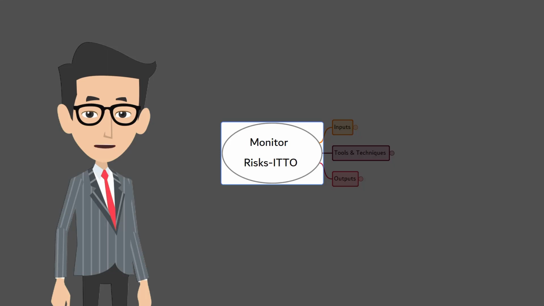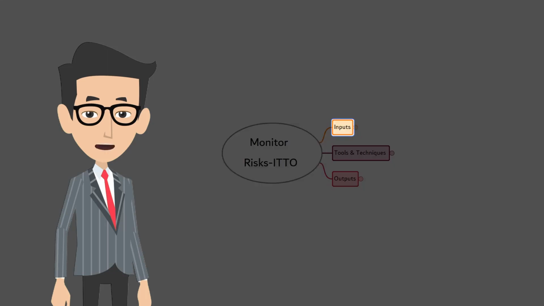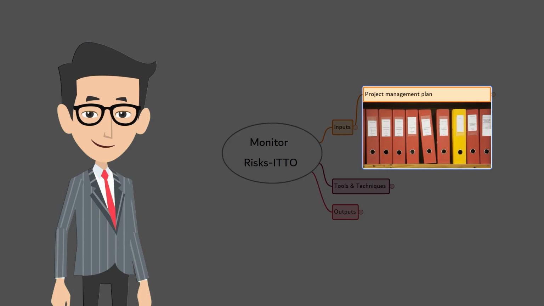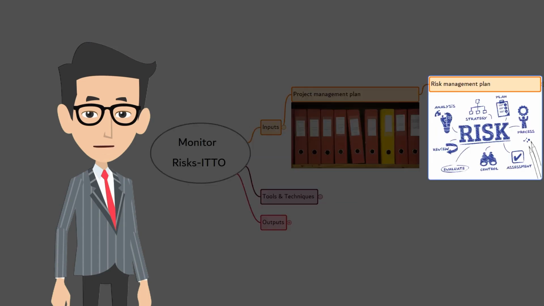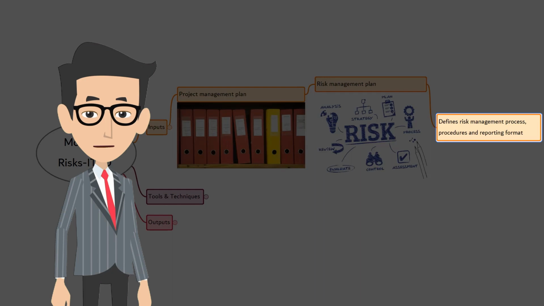Alright, let's talk about the ITTOs. First, the inputs. Project Management Plan. Here we have the Risk Management Plan. The Risk Management Plan provides guidance on how and when the risk should be reviewed, risk management process and procedures, the risk owners, their roles and responsibilities, and about reporting formats.